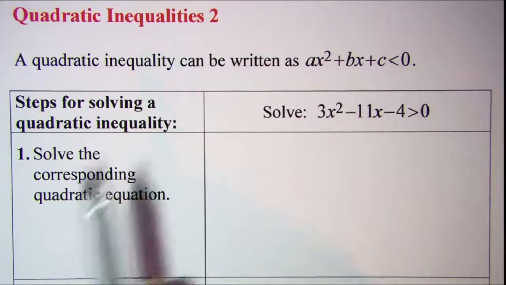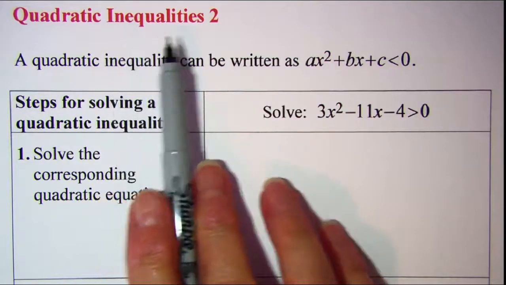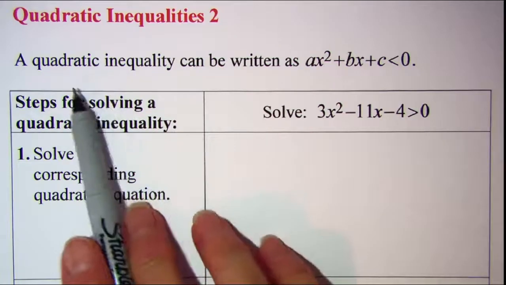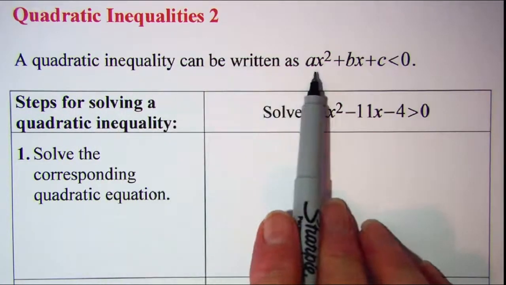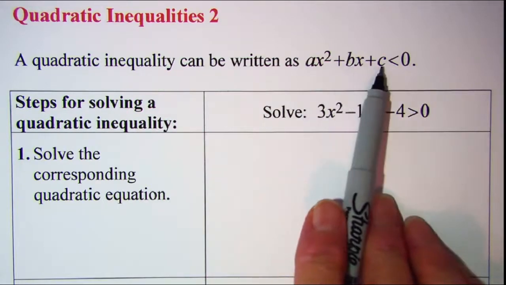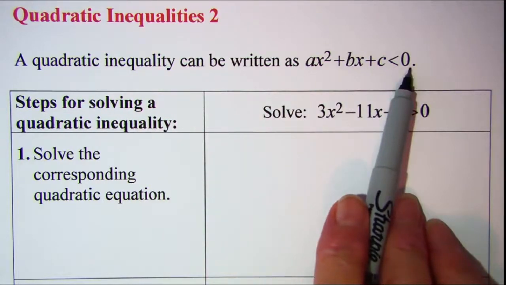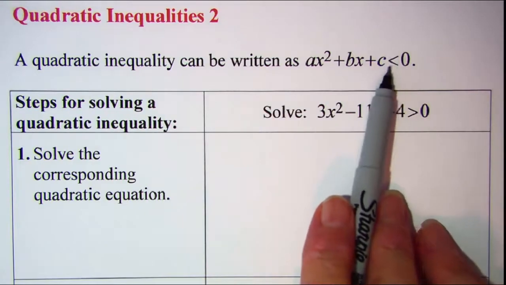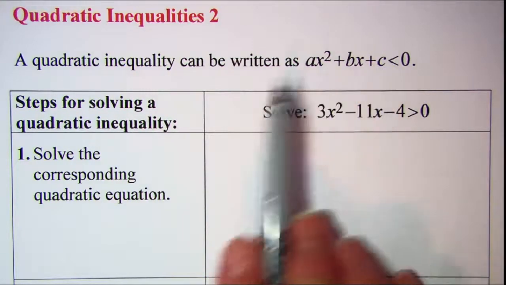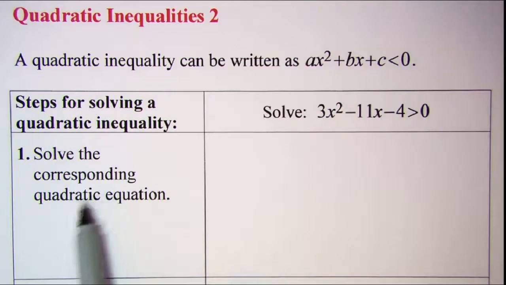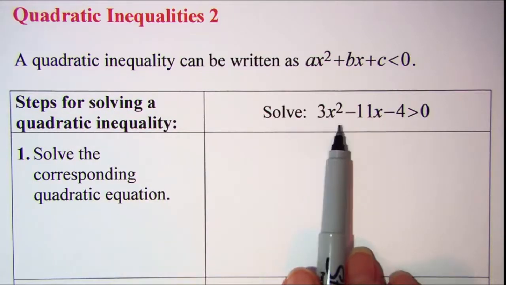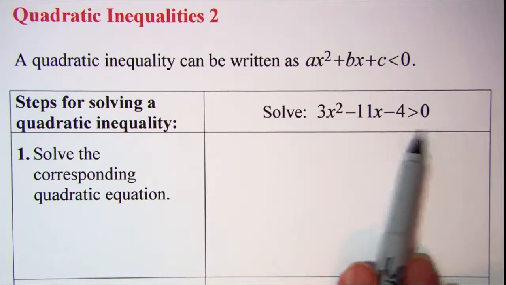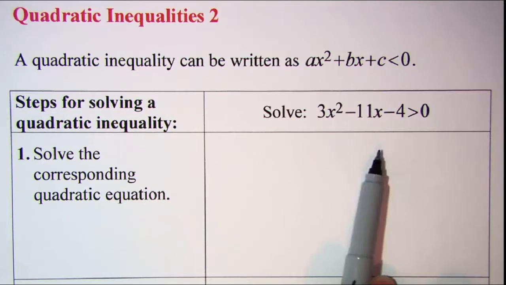In this video, we'll be solving a quadratic inequality. A quadratic inequality is an inequality that can be written as ax squared plus bx plus c is less than 0, or we could have any other inequality symbol here. Now I'll write out the steps for solving a quadratic inequality on the left side here, and then I'll actually do those steps on this quadratic inequality on the right.